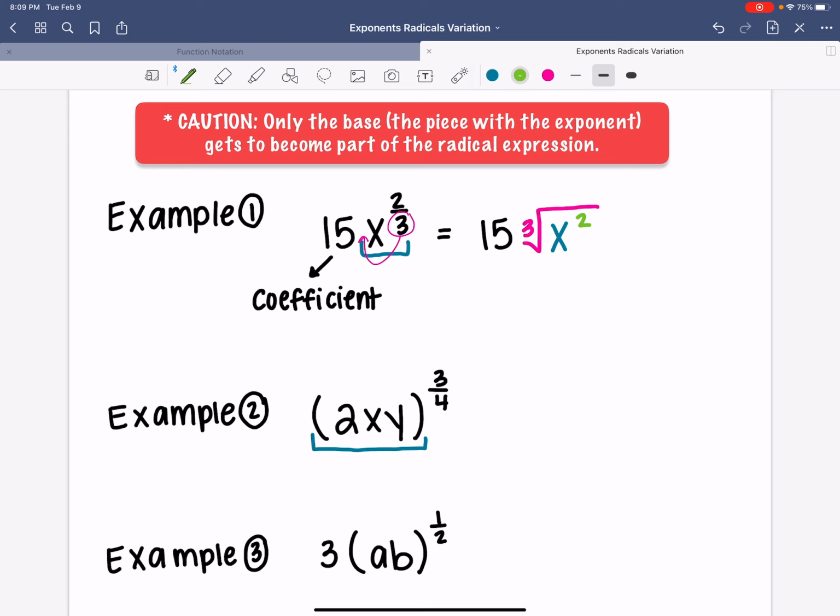Now, since we have a rational exponent, our 4 is going to come in front as the root. So this is going to be the 4th root of all this stuff that's in parentheses. So I'm going to leave it in parentheses. And all of that gets the exponent 3.